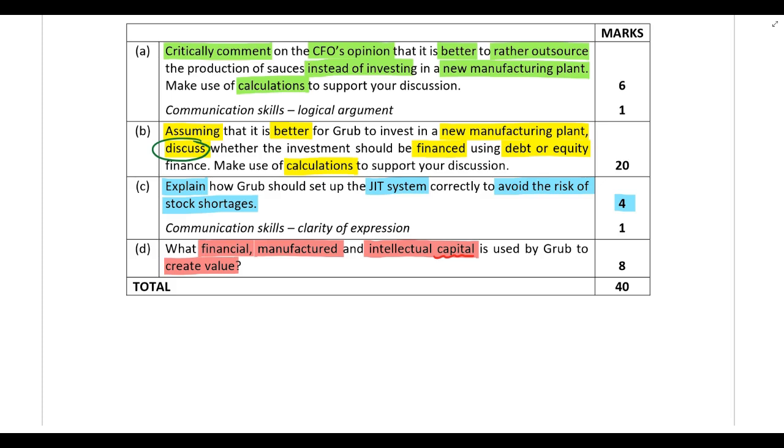Now, in this part of the required, you don't need to discuss all of the 6 different types of capital. You only need to focus on financial capital, manufactured capital, and intellectual capital.